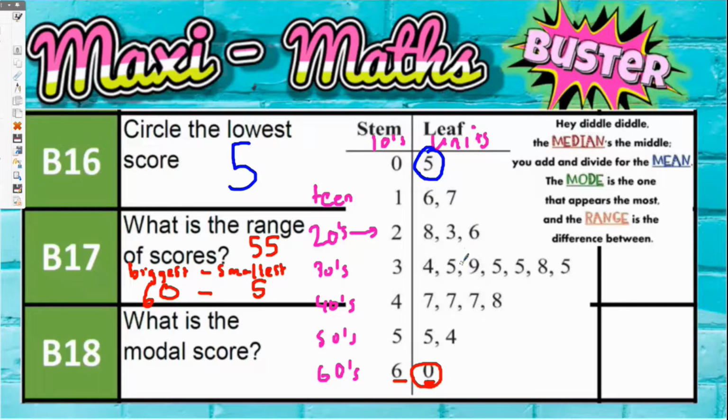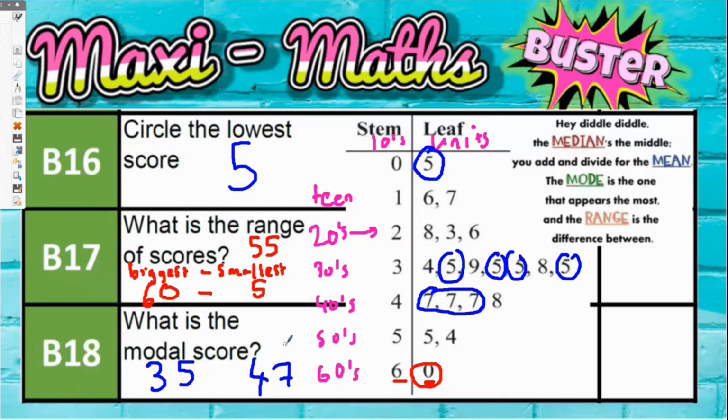Well, the modal score, we're looking for a number that appears more than once on any one row, because that number means the same thing. So if you check the 30s row, there are many 5s. So there's a 5, a 5, a 5, and another 5. All of those 5s are on the 30s row, so they all mean 35. And if you check the 40s row, all of these 7s are all on the 40s row, and they all mean 47. However, 47 is not the modal score, because that only happens 3 times, whereas 35 happens 4 times.